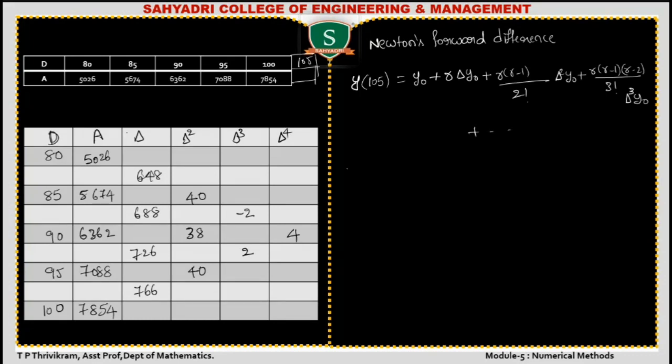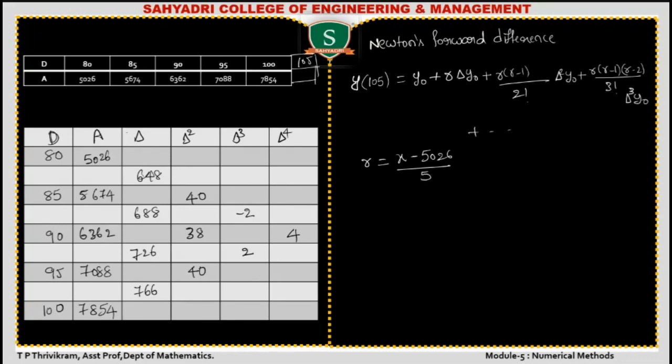Okay, so first you need to find the R value. R is nothing but x minus x naught divided by h. Here you take plus, whereas in the backward case you took minus. So here x minus the first value, 5026, divided by h, what is the difference? 5. Correct.